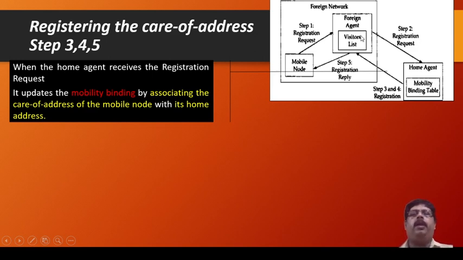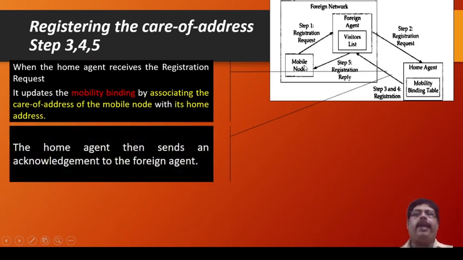The mobility binding is done by associating the care of address of the mobile node with the home address. The care of address is provided by the foreign agent, which will include the mobile node's IP address and the address assigned by the foreign agent to that particular packet sent by the foreign agent. It will add the home address also, where it belongs. That is the home to which this particular mobile node belongs. That it will tag.